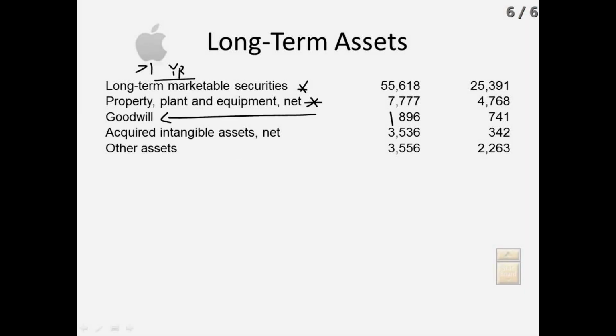Okay, then they have goodwill. Now look at this. This number is not that big. Where is it coming from? Is this measuring how awesome Apple is compared to, like, so it has all these assets, and is this 896 telling you Apple is worth even more than just the sum of its assets?